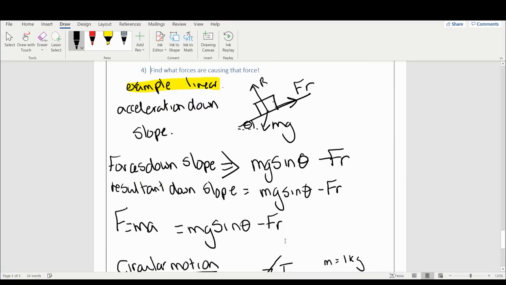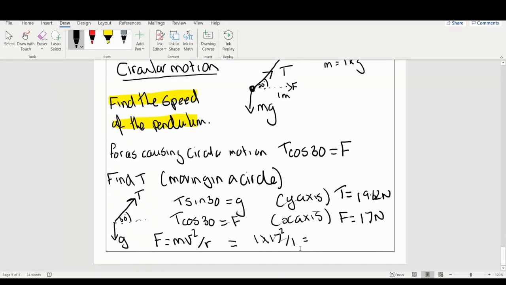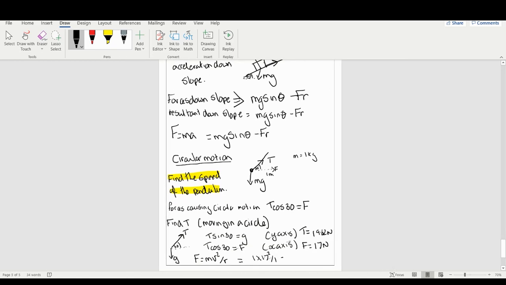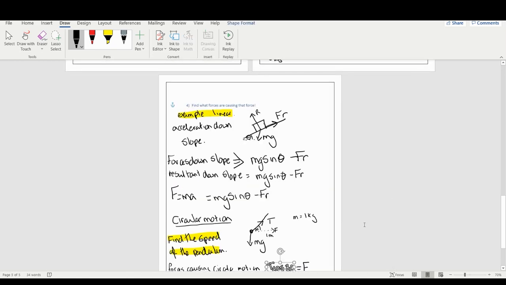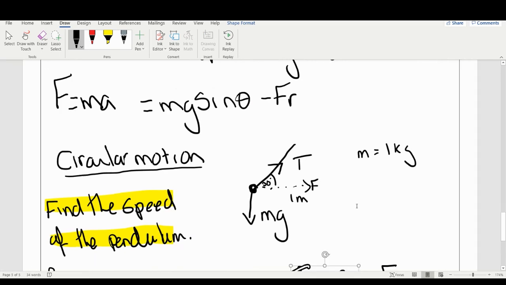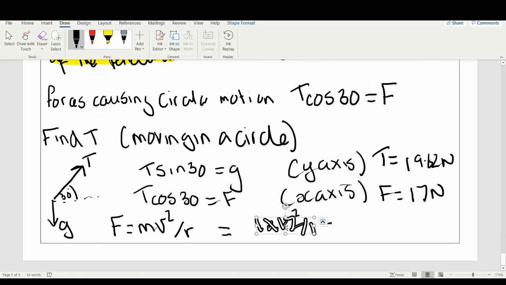Oops. That was my fault. Sorry about this. Joy of playing with this. I did that a bit wrong there. So I know that 17 equals 1 times v squared over 1. So v equals the square root of 17, about 4.1.